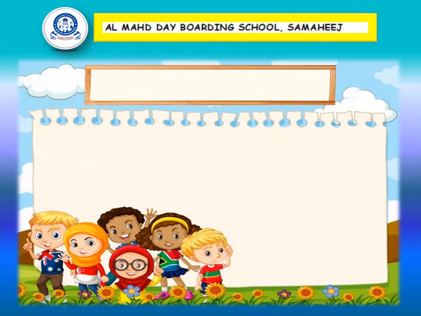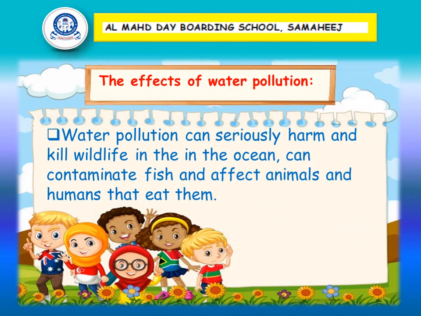Water pollution affects everyone. What are the negative effects of water pollution? Water pollution can seriously harm and kill wildlife in the ocean and can contaminate fish and affect animals and humans that eat them. So, these are the negative effects of water pollution.